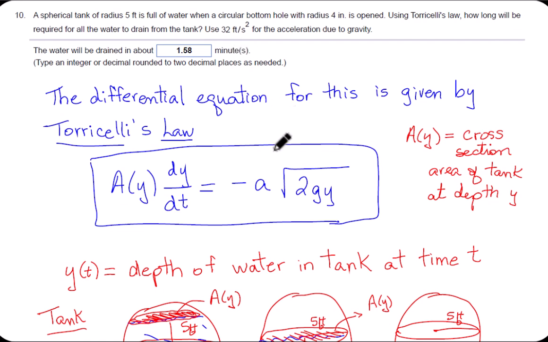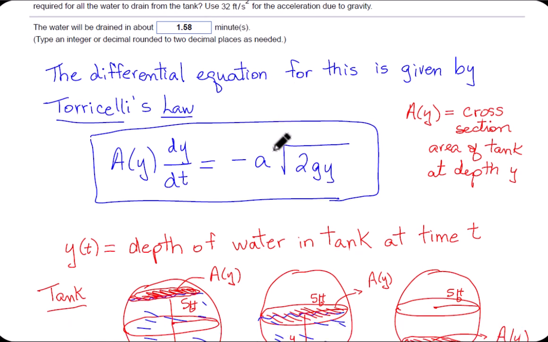All right, so Torricelli's law looks like this differential equation. And so what's all this junk here? A of y. A of y is the cross-sectional area of the tank at a particular depth y.